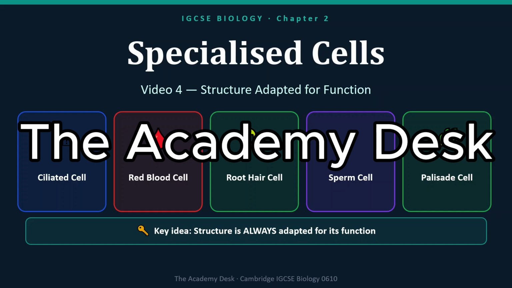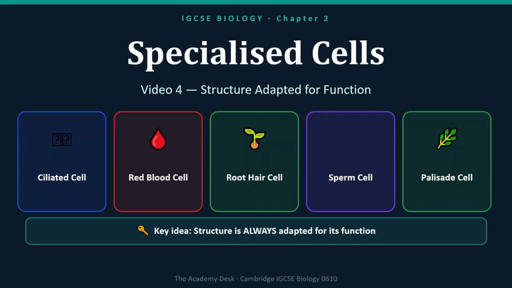Welcome back to IGCSE Biology Chapter 2 Cells Video 4. So far in this chapter we have studied three types of cells, the animal cell, the plant cell and the bacterial cell. But here is something fascinating. Your body alone contains approximately 200 different types of cells and each type has a very specific job to do.